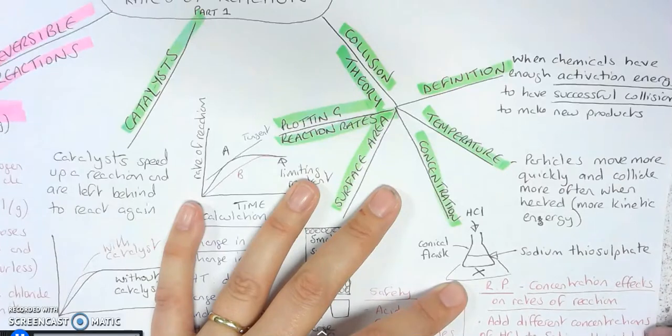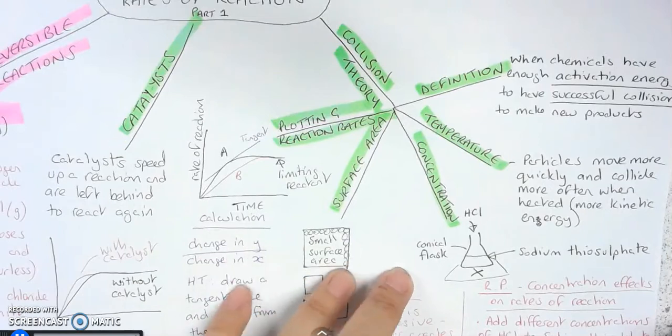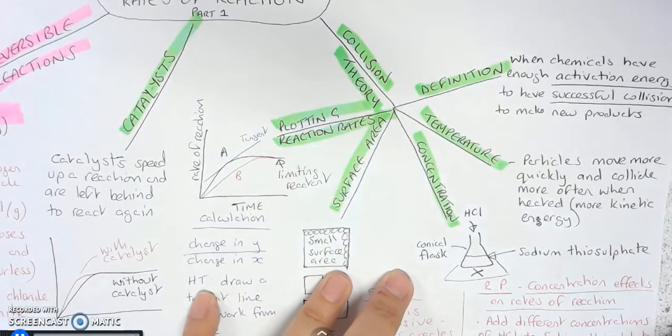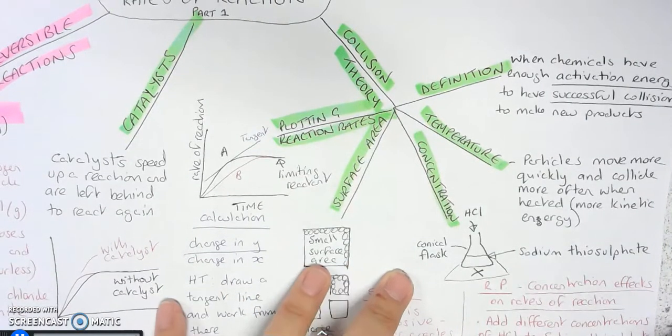And that is the independent variable. Changing the concentration of sodium thiosulfate is the independent variable. That's the one we're changing. What we're actually measuring, the dependent variable, is the amount of time it takes for the cross to disappear.